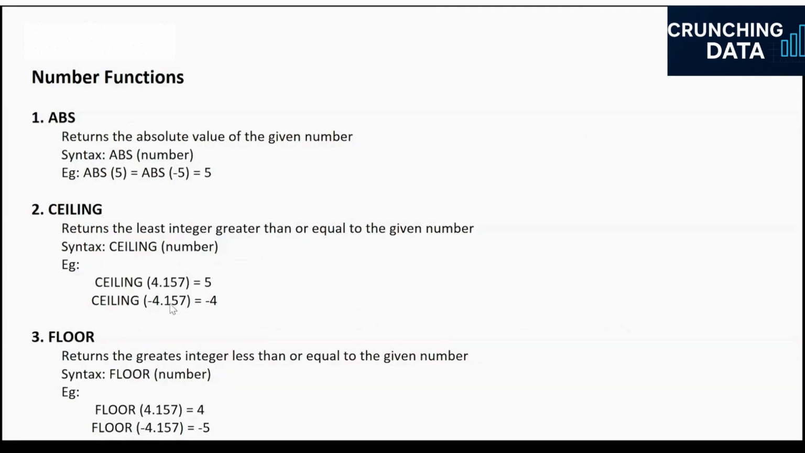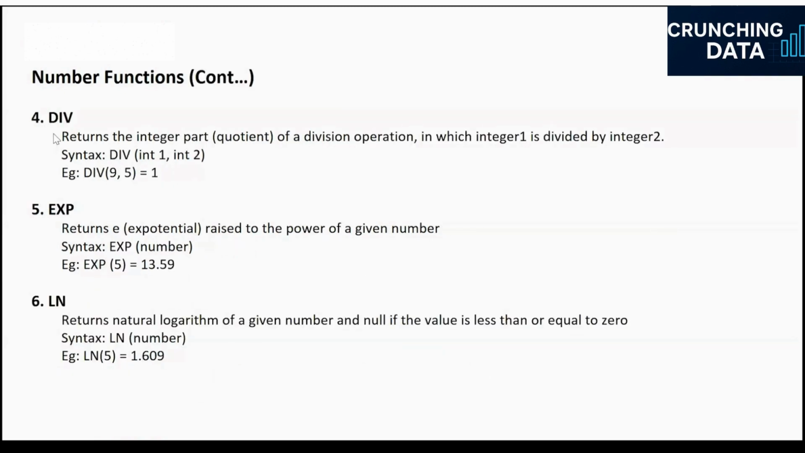Then we have the floor number. The floor number does the opposite of the ceiling number. It returns the minimum number. For the example, I have floor of 4.157. Since 4 is less than this number, it gives the value 4. It will just remove the decimals. If we talk about negative numbers, since minus 5 is less than minus 4.157, it would give me the value as minus 5.